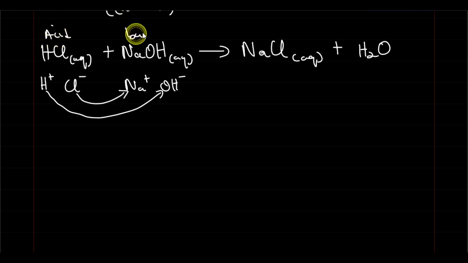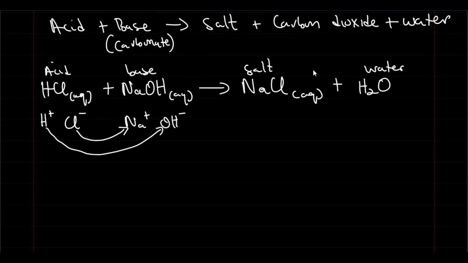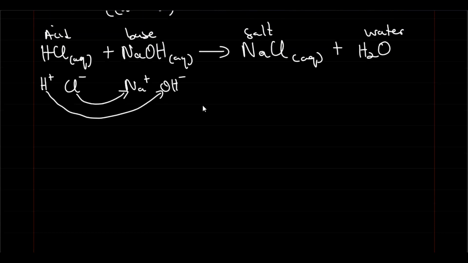Here we have a base. Here what do we have? We have a salt. Here what do we have? We have water. Okay, so because we have classified acids and bases as strong and weak, now you can tell that we are doing neutralization of a strong acid and a strong base.